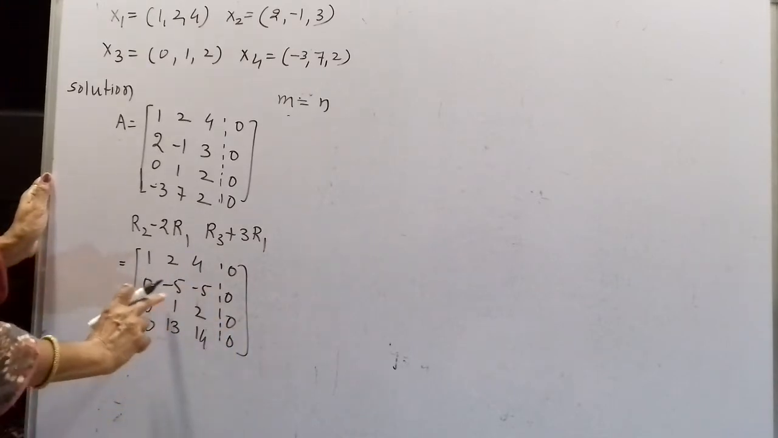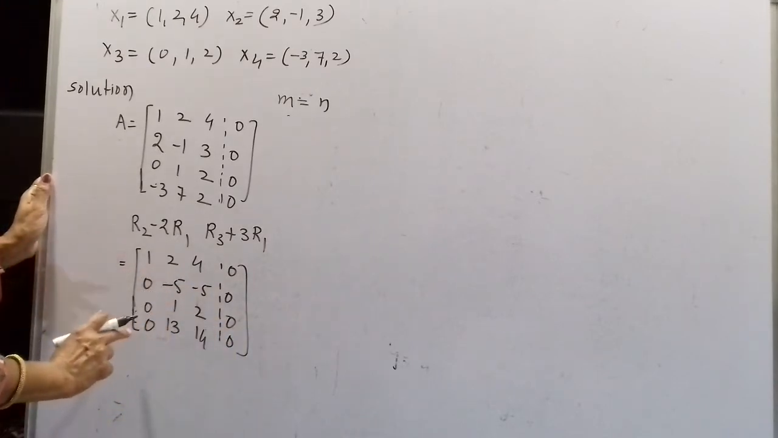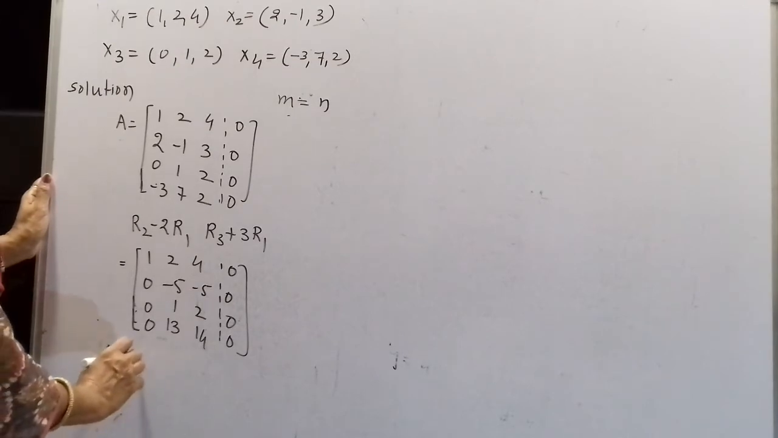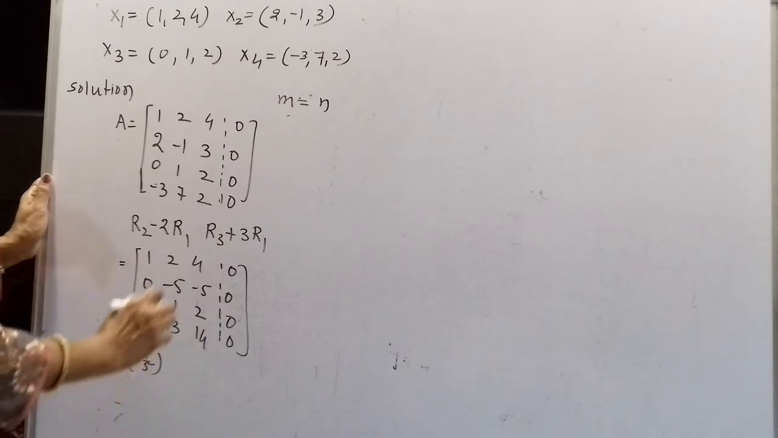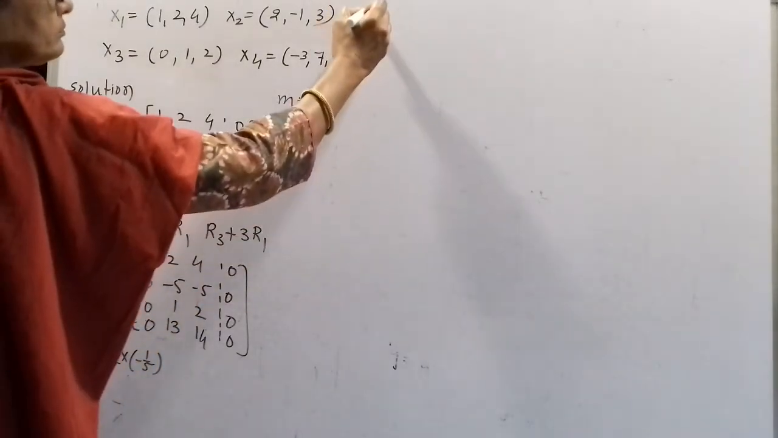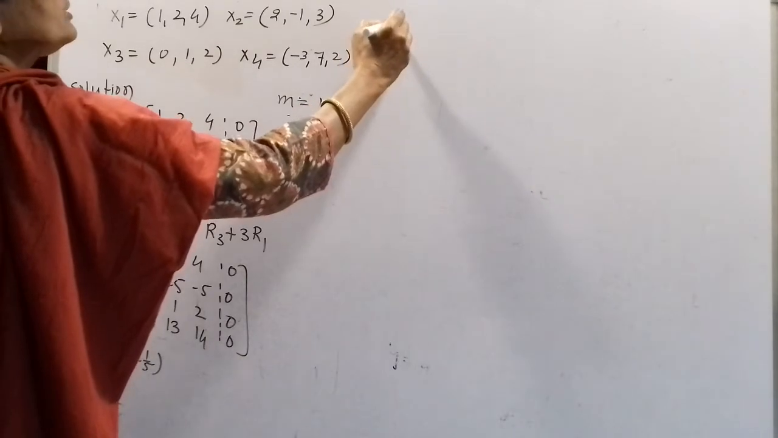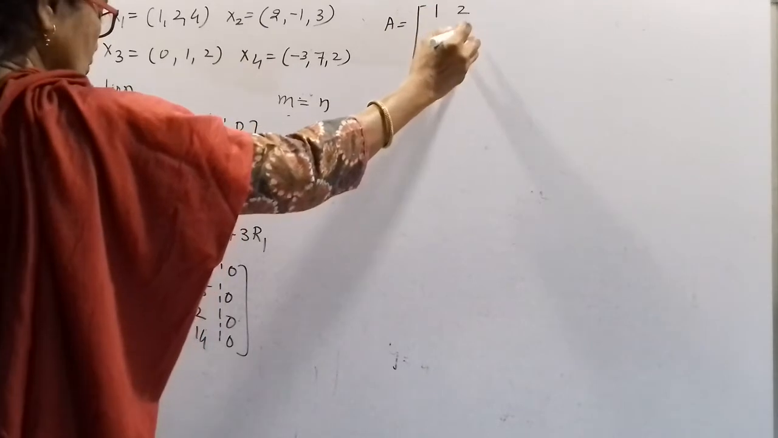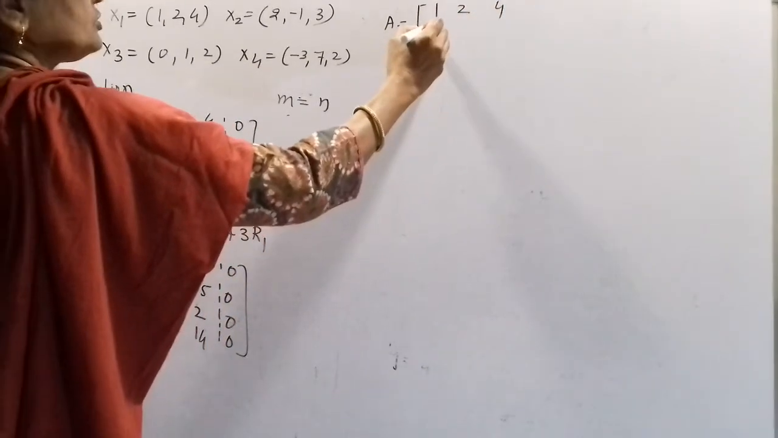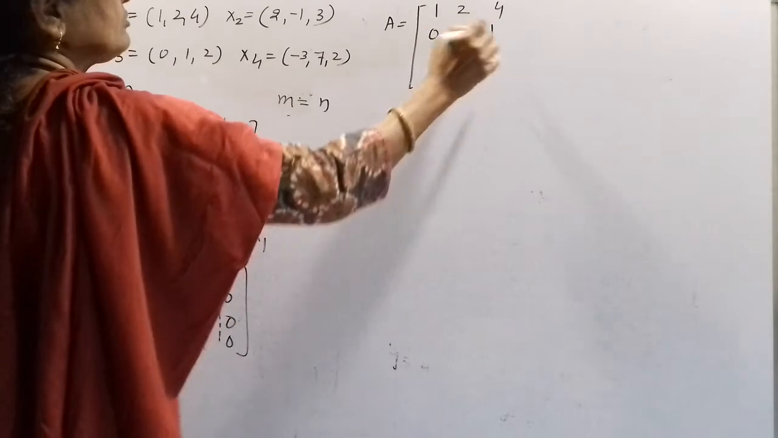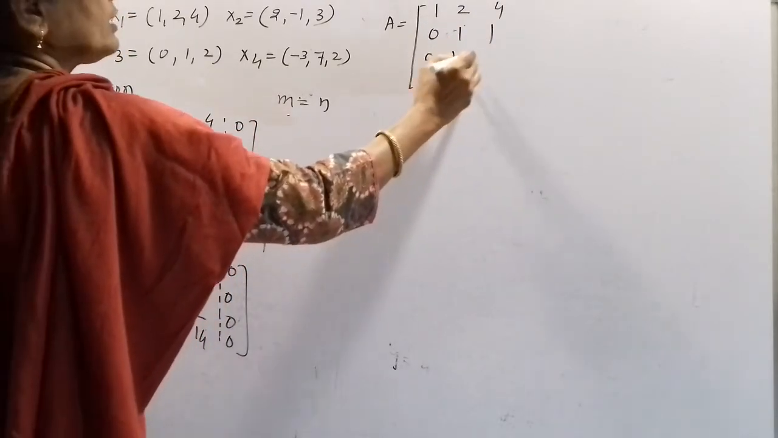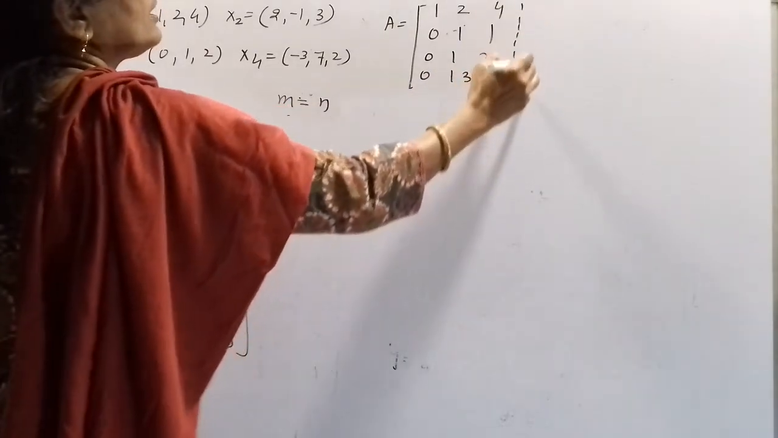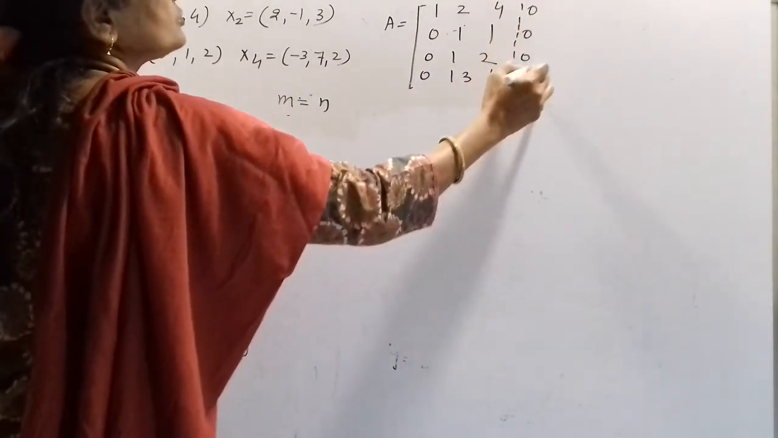Now we can divide the second row by minus 5, so R2 into minus 1 by 5. So A will become A is equal to 1, 2, 4, 0, 1, 1, 0, 1, 2, 0, 13, 14 and 0, 0, 0, 0.